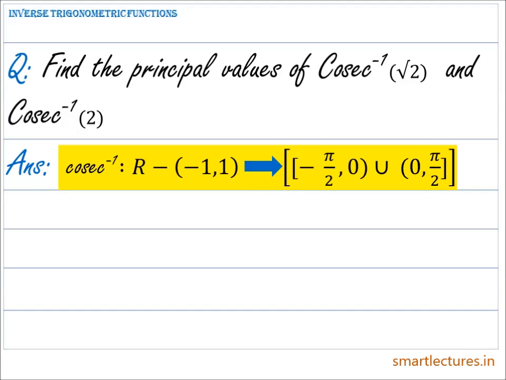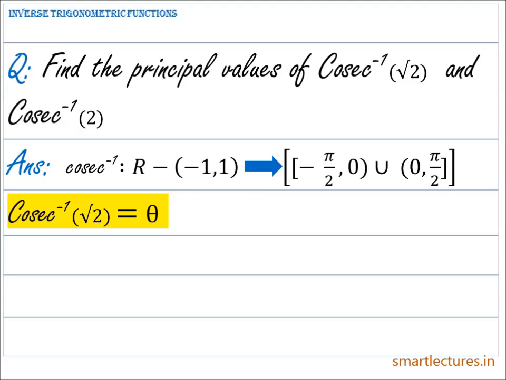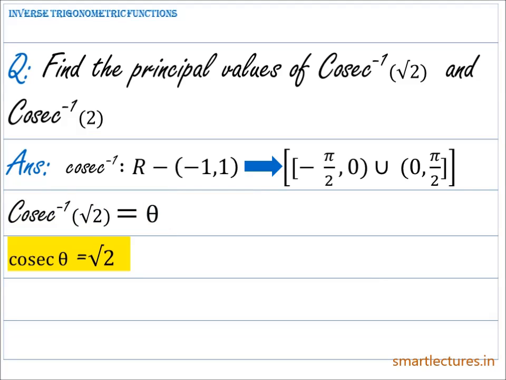And now to find the value of cosecant inverse under root 2, let cosecant inverse under root 2 be equal to theta, where theta is defined from minus half pi to 0 and from 0 to half pi. Now cosecant inverse under root 2 is equal to theta, which means theta is the angle the cosecant of which is equal to under root 2, or we can write cosecant theta is equal to under root 2.